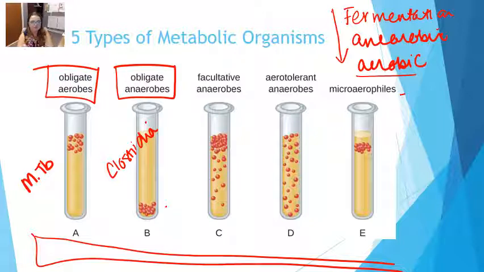Okay, then you have this group, the facultative anaerobes. These organisms are living the best of both worlds. They can perform aerobic respiration, anaerobic respiration, or fermentation, depending on whether or not oxygen is present. This class represents the majority of organisms because they can grow anywhere.